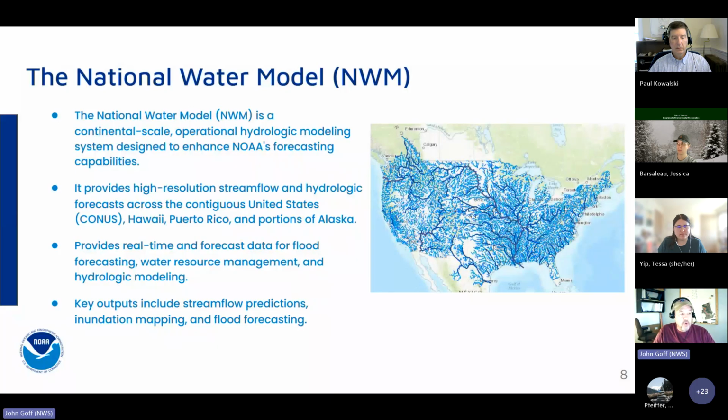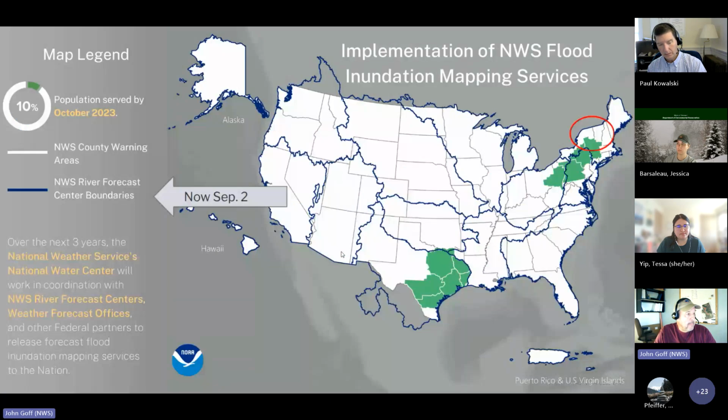You can see there's a crude map here, but I'm going to get a little bit more into the depths of this as we go. So it's a huge rollout, and it's a massive amount of data and computing resources.